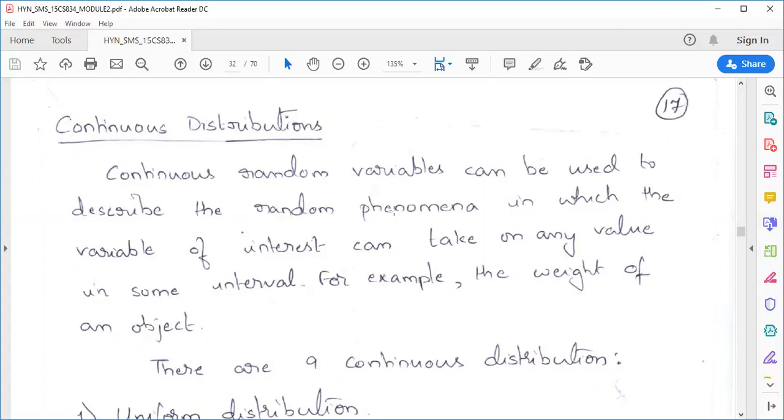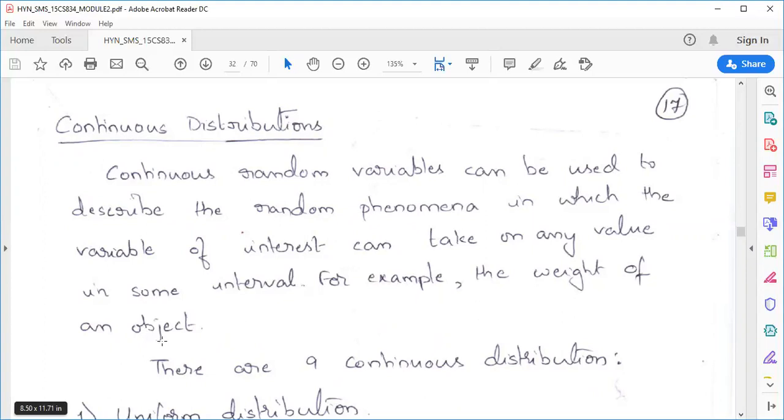We'll be seeing different types of continuous distribution, so you'll understand what the different random phenomena are, in which the variable of interest can take on any value in some interval of time, right? The interval can be, for example, 10 to 15 minutes or 20 to 30 minutes. That is what we mean by interval, right? The example for a continuous random variable is the weight of an object.